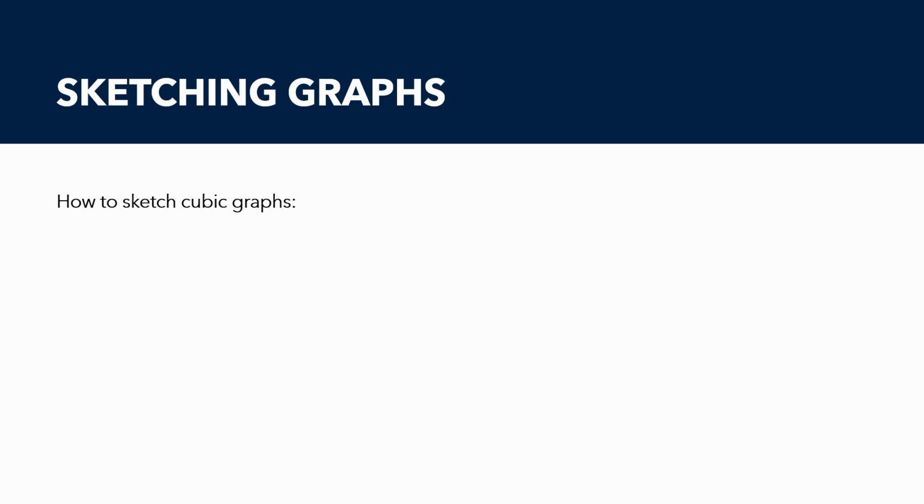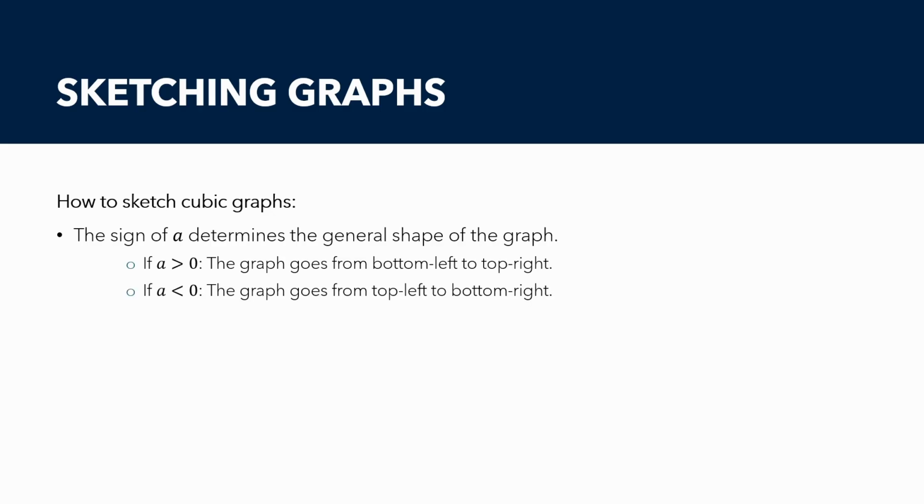How to sketch cubic graphs? We need to follow these steps. First, observe the sign of a. It tells you the general shape of the graph. If a is greater than 0, then the graph goes from bottom left to top right. And if a is less than 0, the graph goes from top left to bottom right.